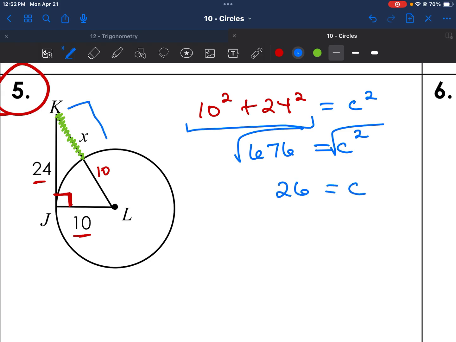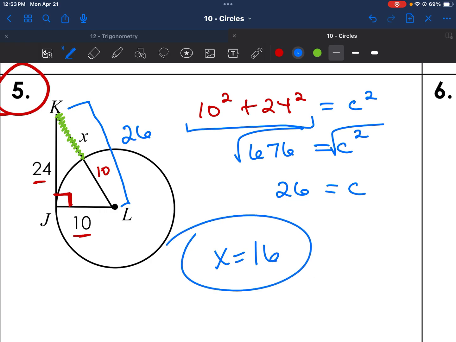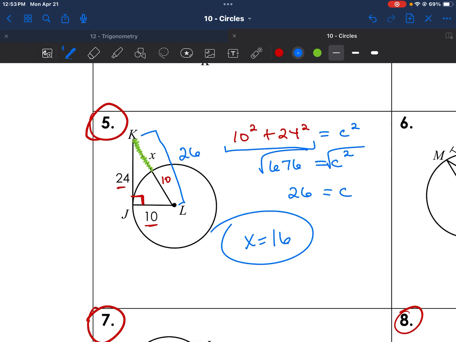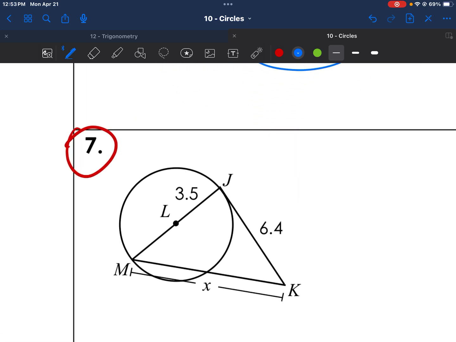So the entire thing is 26. It's split into two pieces. Remember, we talked about way back in Unit 1, the segment addition postulate, piece plus piece equals whole. So something plus 10 makes 26. X has to be 16. All right, next one, number 7.